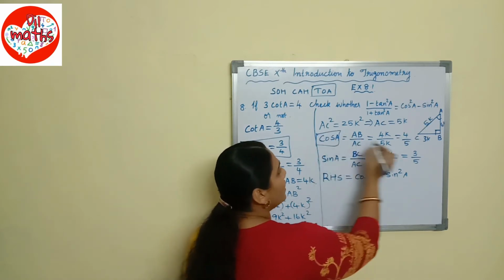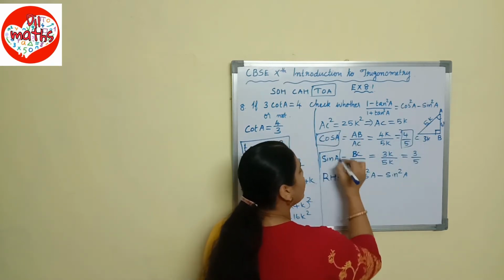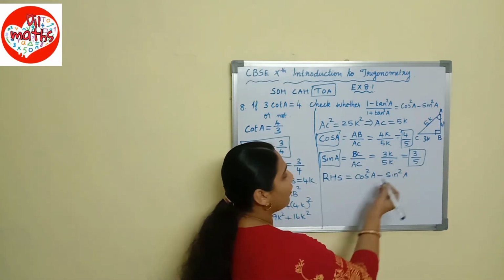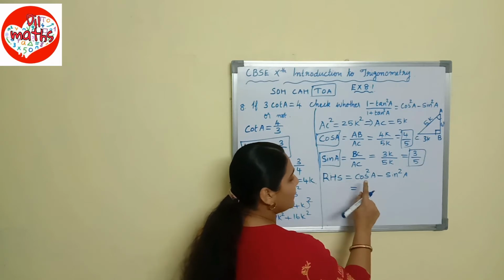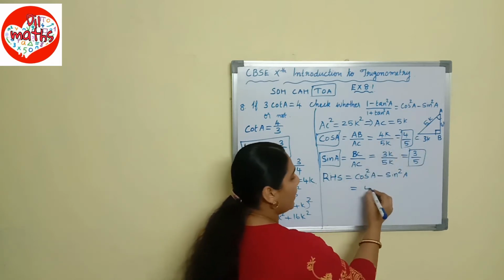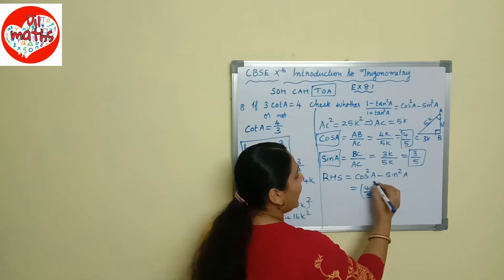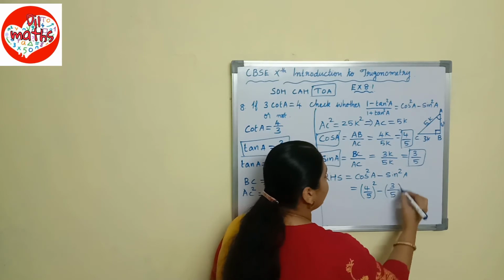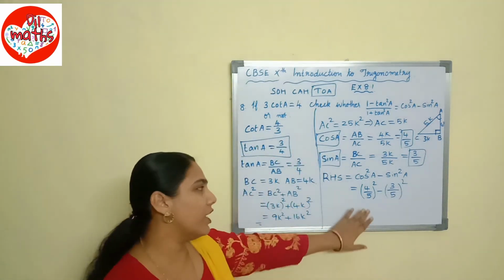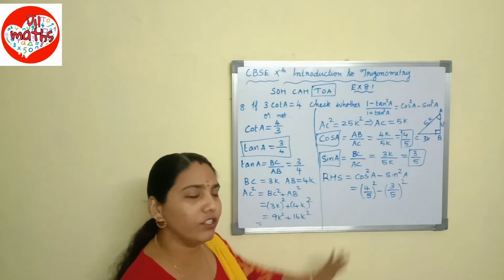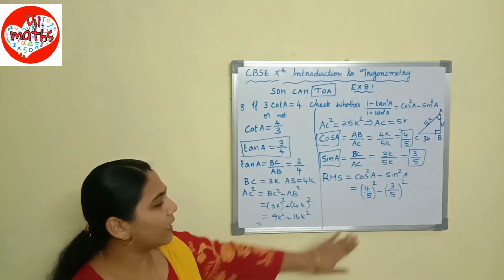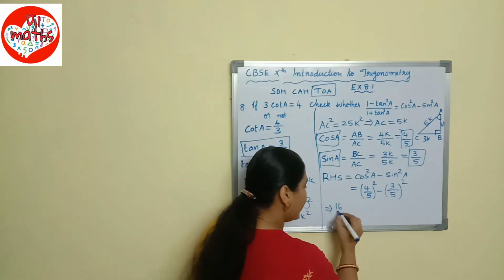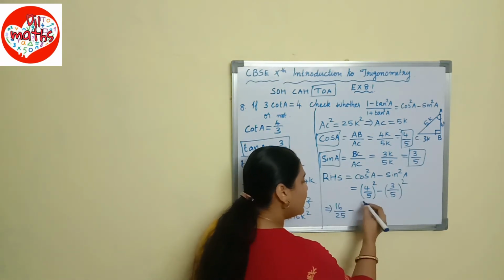So we know what cos A and sin A are, isn't it? Cos A is equal to 4 by 5 and sin A is equal to 3 by 5. We substitute them in the RHS. Then cos square A becomes 4 by 5 the whole square, minus sin square A, 3 by 5 the whole square. What is 4 by 5 the whole square? 4 square divided by 5 square. 4 square is 16, and 5 square is 25. So we get 16 divided by 25 minus 3 square.